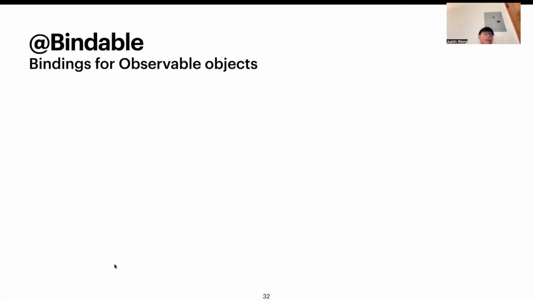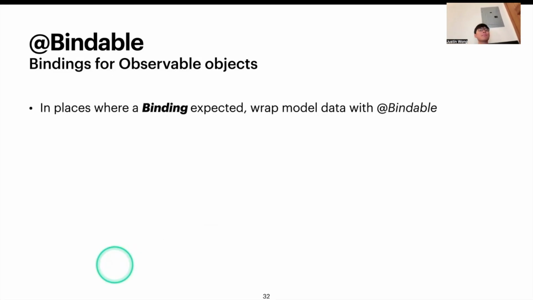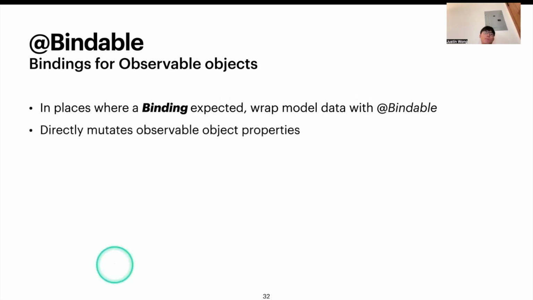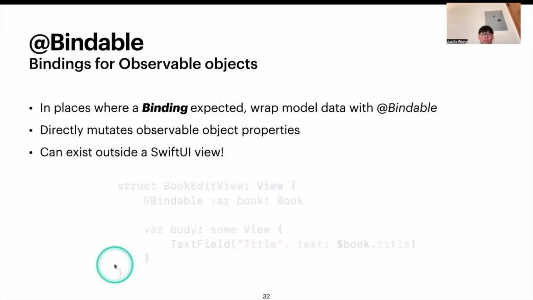So now we figured out how we could add @State, right? We can use this framework Observation to add @State behavior to reference types. There's also something called @Bindable, and @Bindable is simply a binding for observable objects. So in places where a binding is expected, you can wrap model data using @Bindable, which directly mutates observable object properties and can exist outside a SwiftUI view.